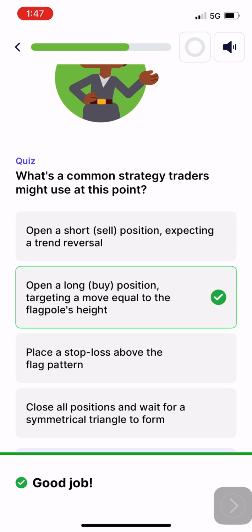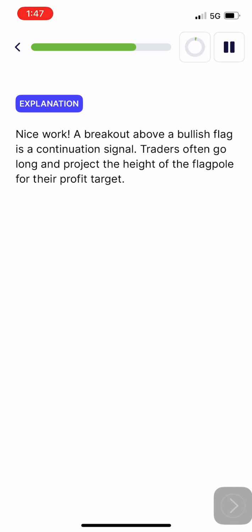Yes, you're right. Nice work! A breakout above a bullish flag is a continuation signal. Traders often go long and project the height of the flagpole for their profit target.